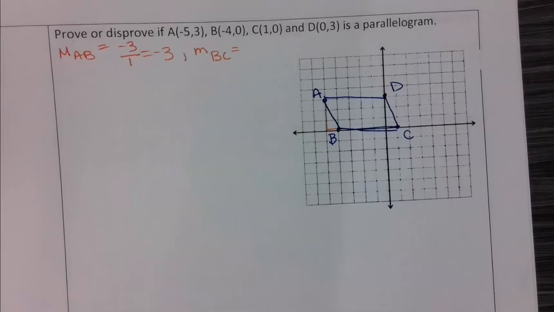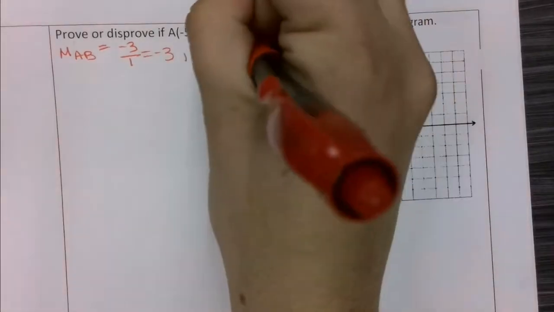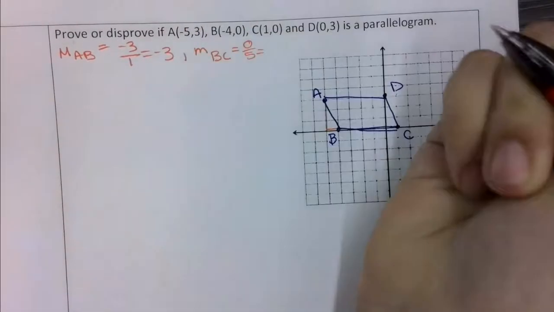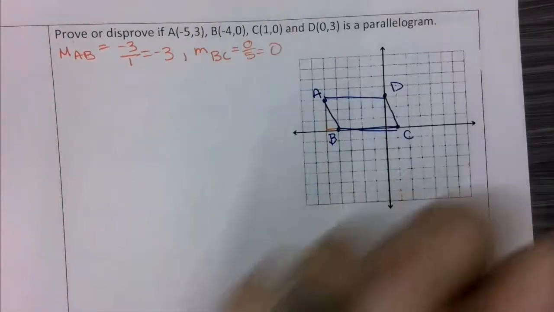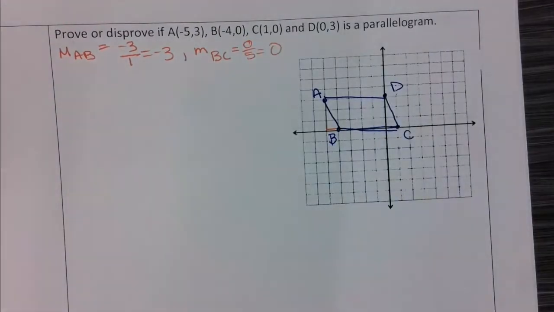How many am I going up? None. So I have 0 over 5, which is just 0. Whenever you have 0 on top, it doesn't matter what the bottom number is, as long as it's not another 0. It'd still be 0. If the bottom is 0, then it'd be undefined.